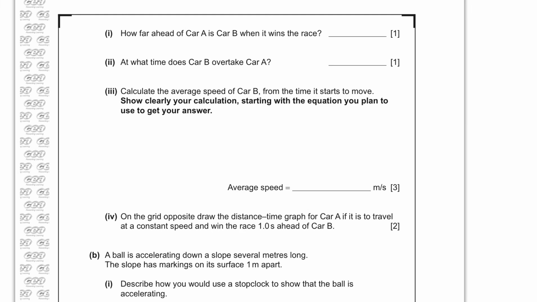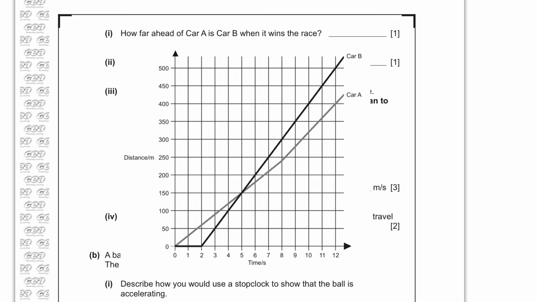How far ahead of car A is car B when it wins the race? Okay, let's have a look at this graph again then. So the race is run here at 500 meters, and at that point, at the same time, car A is at 400 meters, so it's 100 meters behind.